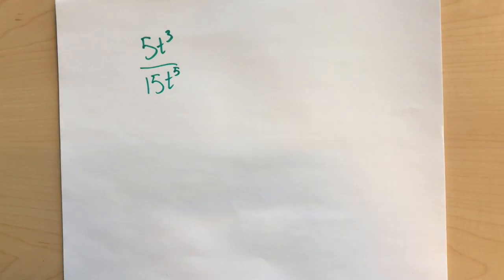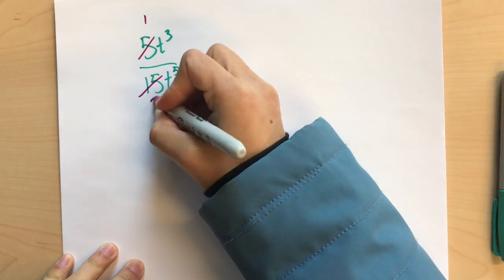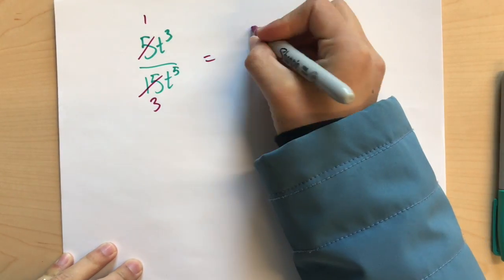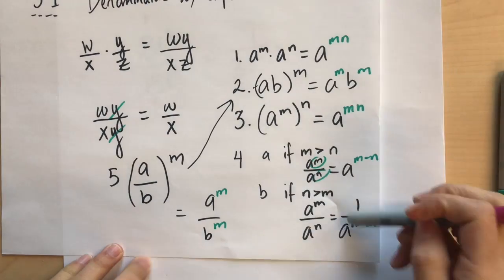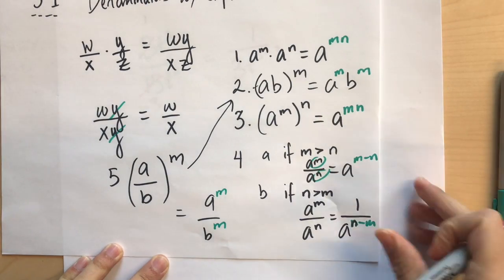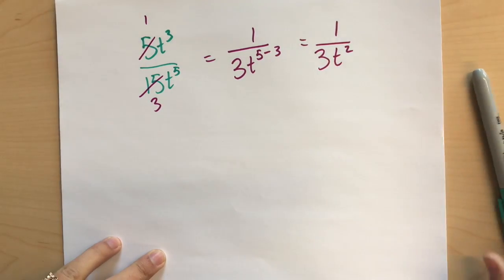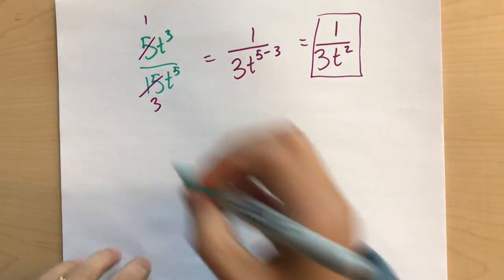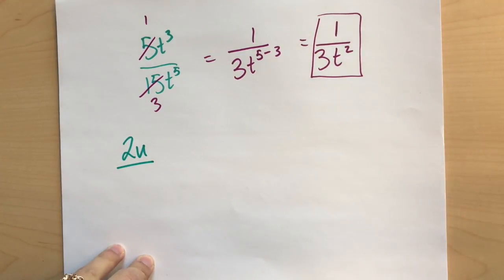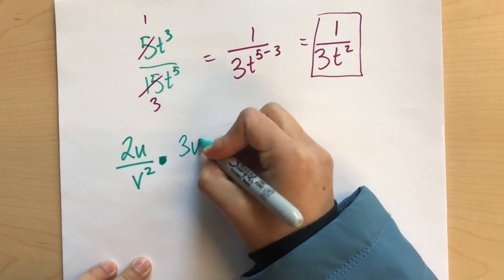If I have 5t cubed over 15t to the 5th, 5 and 15 are going to cancel. I'm going to be left with 1 and 3. Then I can take the bottom exponent, which is bigger, and do 5 minus the top exponent, which is 3. If I do that, I get 1 over 3t squared. You can also think of canceling out a t cubed out of each one, and you're left with t squared on the bottom. Whichever way you want to think of it doesn't really matter. Just know that you are subtracting because later it will be useful to subtract because it gets a little bit more confusing.